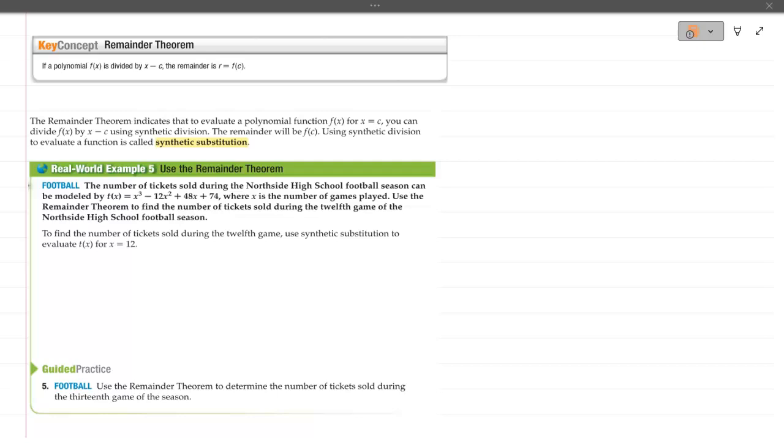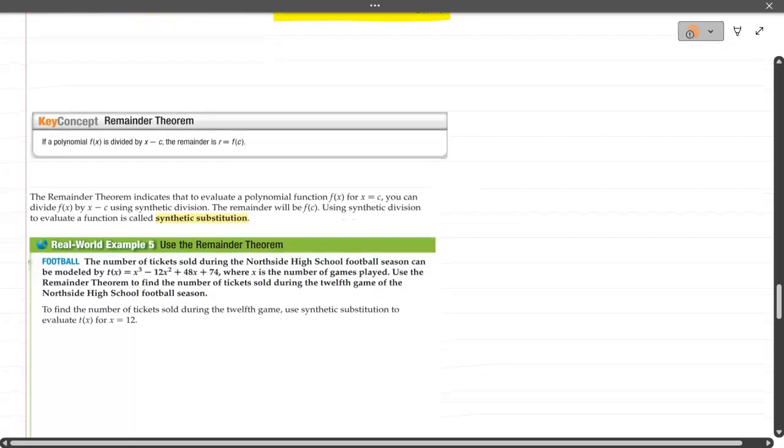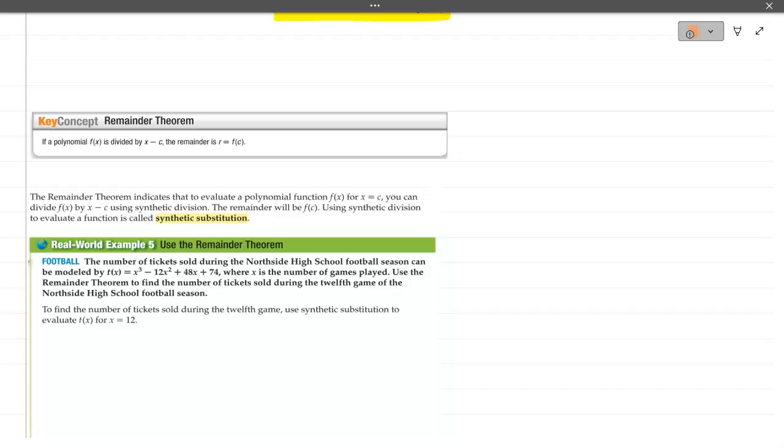We are picking up in step 8 with our notes right where we left off the other day. So you'll notice the first thing we have here is the remainder theorem. It's saying that if you divide by a factor of x minus c, then the remainder is f of c.